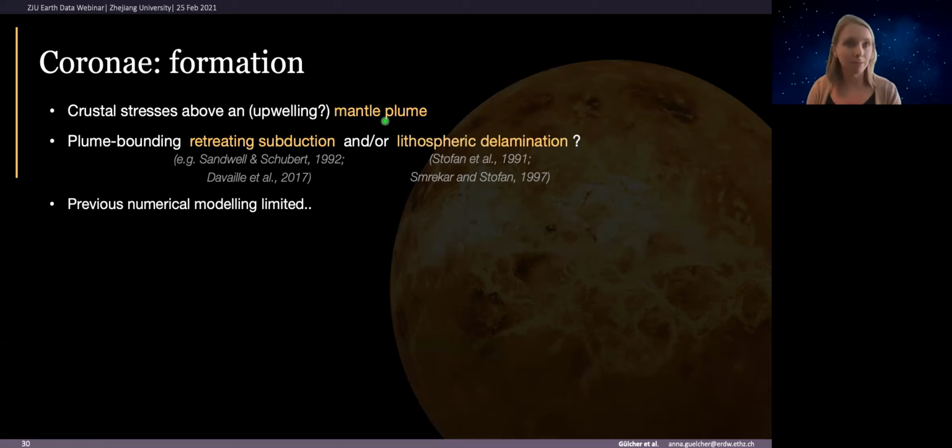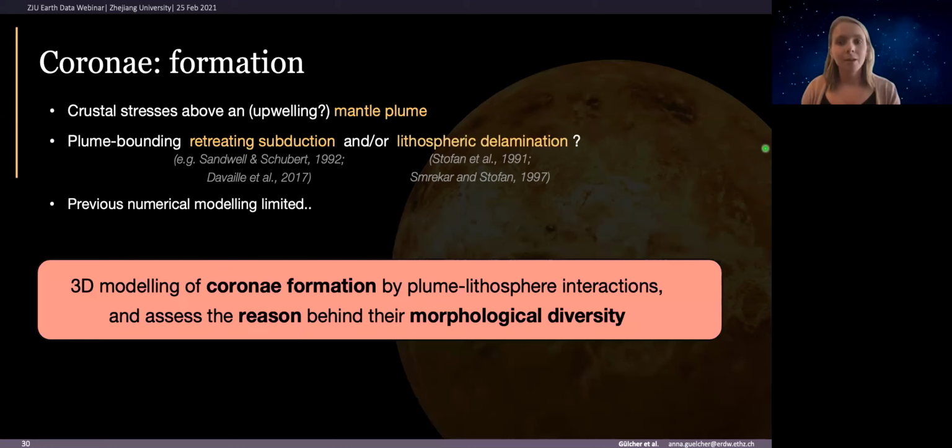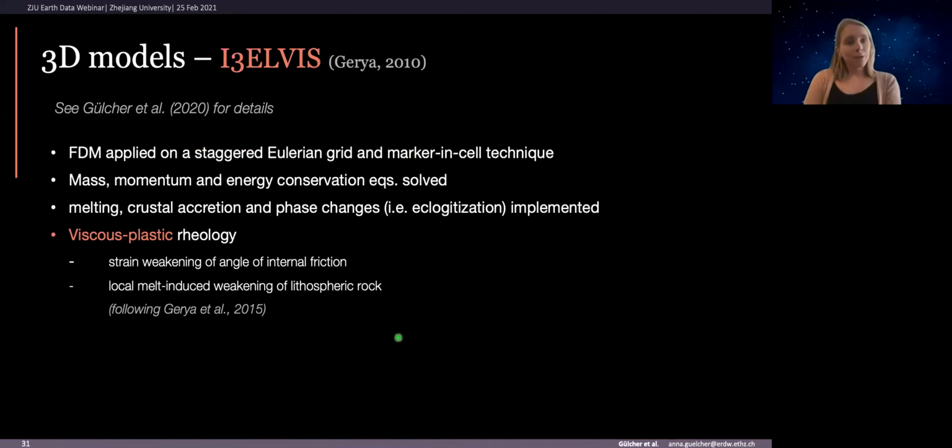features and topographies. So in our study, we use sophisticated models of plume lithosphere interactions in 3 dimensions to assess the formation of large corona on Venus and the reason behind their morphological diversity. So this brings me to the numerical study that we've done.